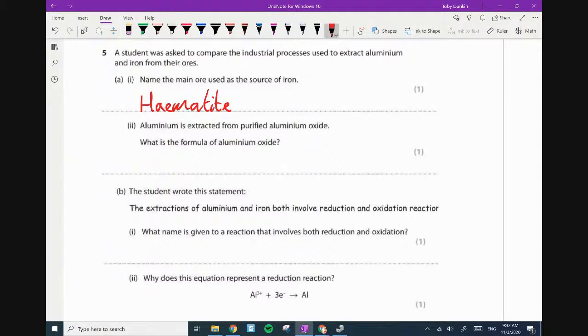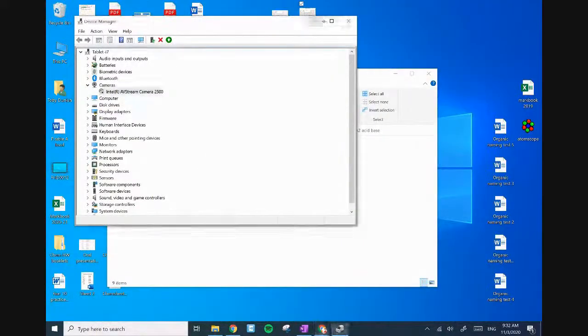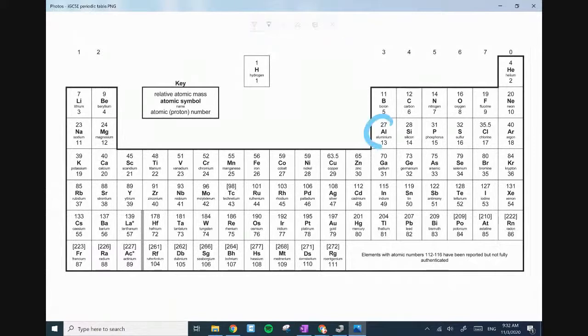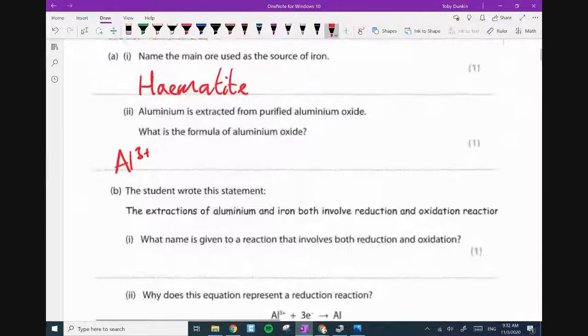What is the formula for aluminium oxide? So aluminium is +3. We get this from the periodic table. Let me just quickly show you. There we go. So aluminium is there. It's in group 3. We remember +1, +2, +3, +3, +4, -4, and then -3, -2, -1, and no charge at all on the noble gases because they have a full outer energy level, so they don't react.